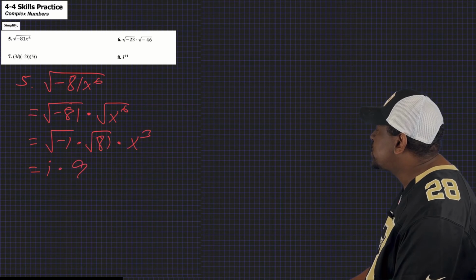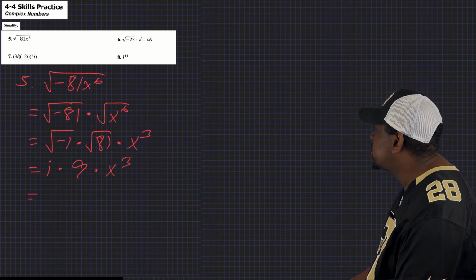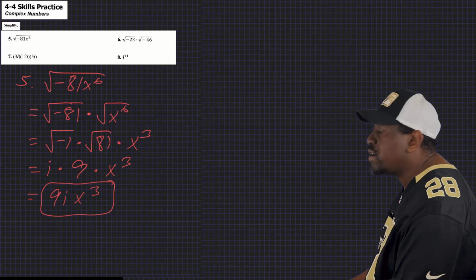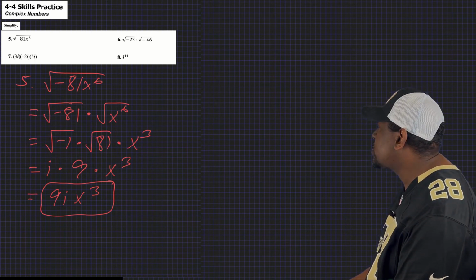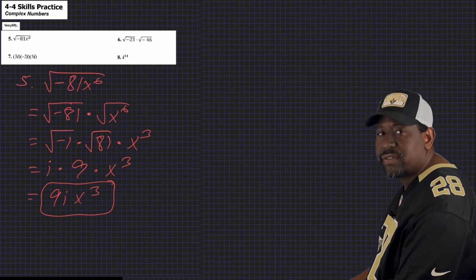So now we will simplify the square root of -1, which is i, and the square root of 81, that's a perfect square, which is 9. And so now we put all that together, and the answer will be 9i times x cubed, and that will be our final answer, 9i times x to the 3rd power. So we simplified number 5.